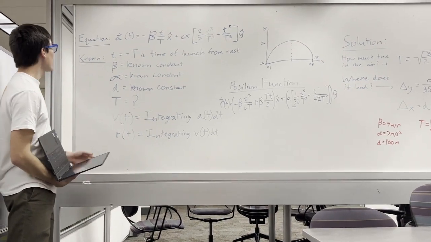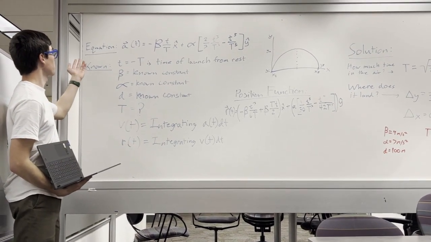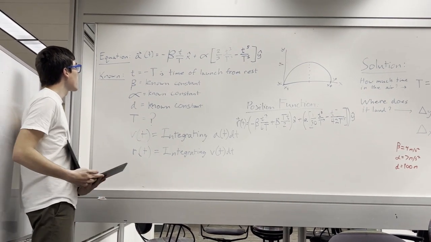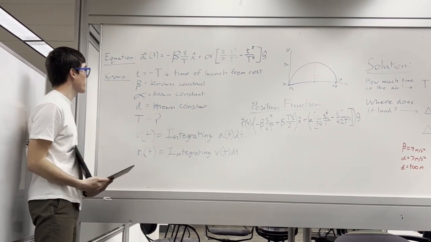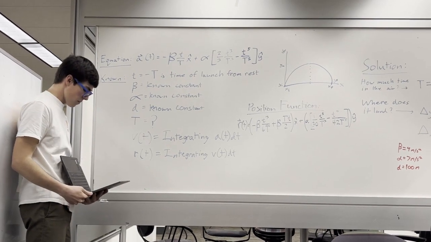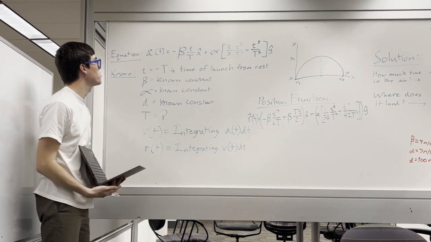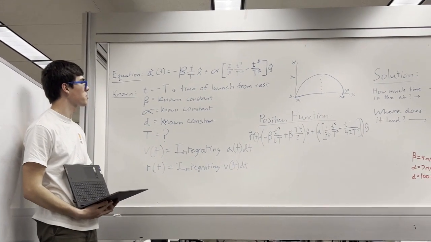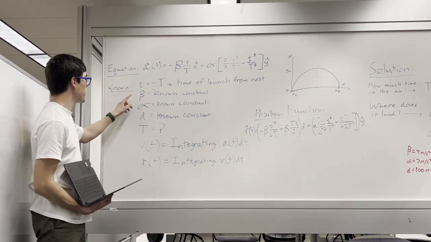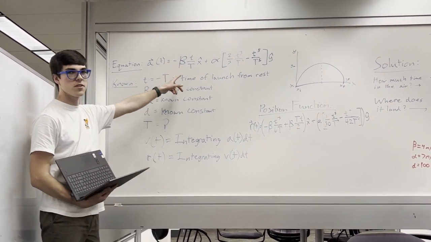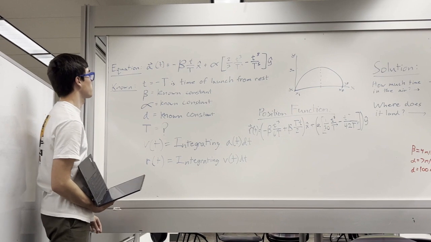Okay, so our equation for the Mars helicopter can be seen right here as an acceleration function. And we have multiple known factors as well. You can see that little t is equal to negative T, which is the time from launch to rest. And then we have beta and alpha, which are both known constants in our acceleration function. So we can get those canceled out quite easily.